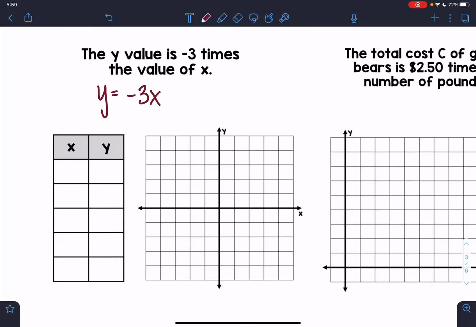So direct variation, again, is just comparing your x and your y, and there's always something that is happening to your x that causes your y. So we can say, all right, my x is just -3 times, and that's how I get to my y. Okay, that's the direct variation. That's the relationship between the two. So let's make a table. Again, I just like picking -2, -1, 0, 1, 2.